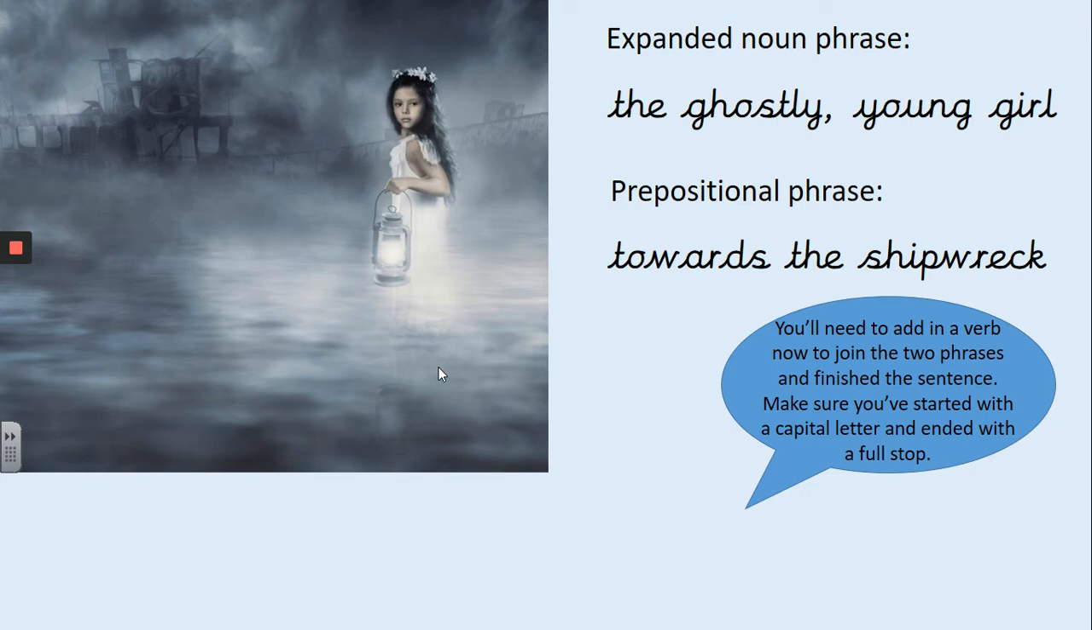So to do that, I'm going to join these two phrases by adding a verb. So that's a doing word. So I'm going to say what this young girl is doing. Okay, so once I've done this, I'm going to make sure that I start with a capital letter and a full stop. So check that you've got your punctuation right.